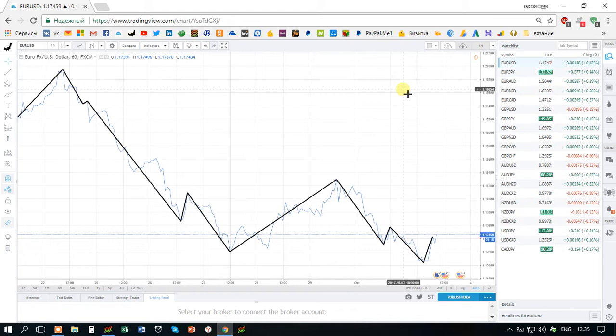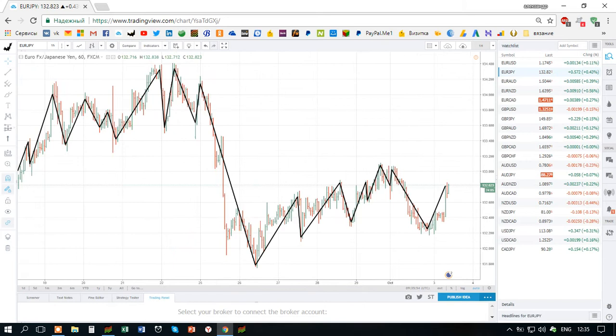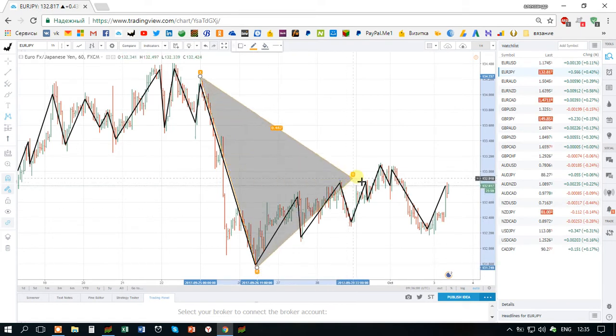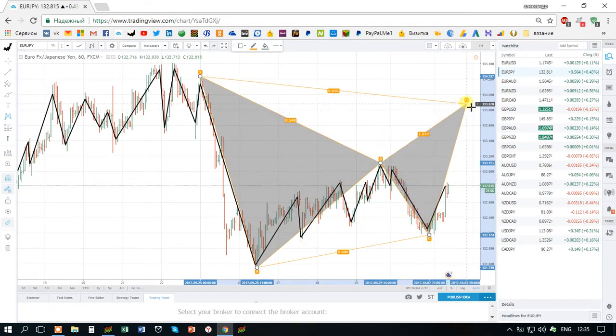Okay, let's go for analysis. We don't have any patterns here. I'll try to be quick with that analysis. Euro Yen, we don't have any patterns here, but potentially we have this pattern that is setting up. It looks this way, from here to here to here. It is a bad advanced formation, potential bad advanced formation.